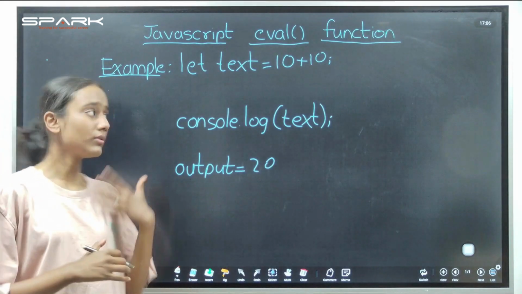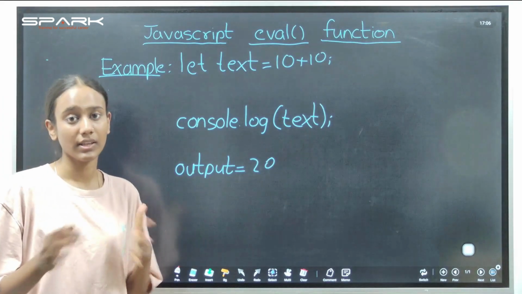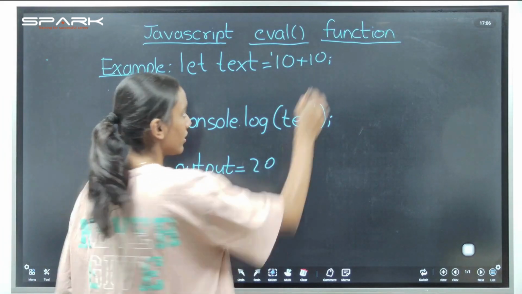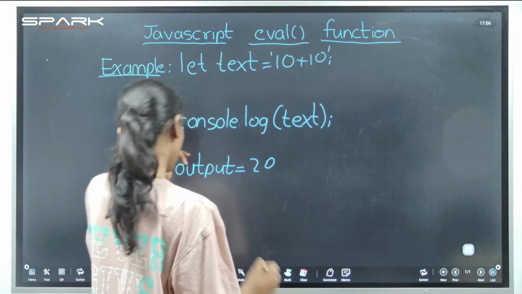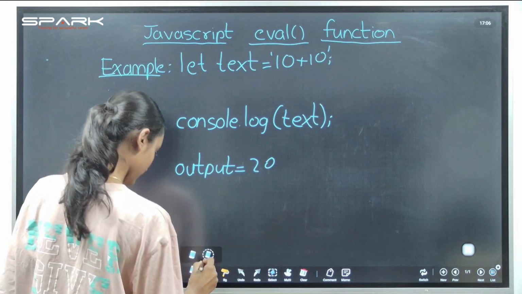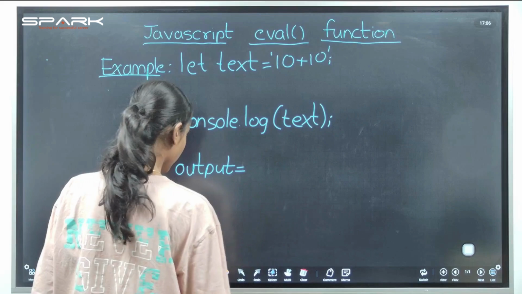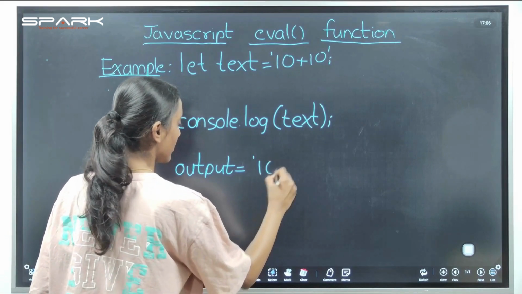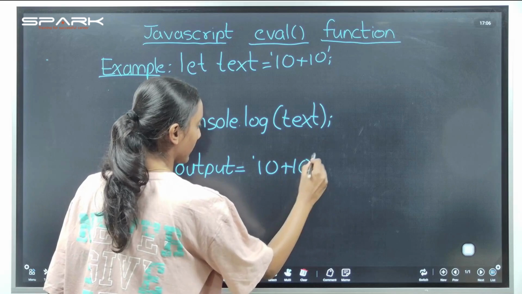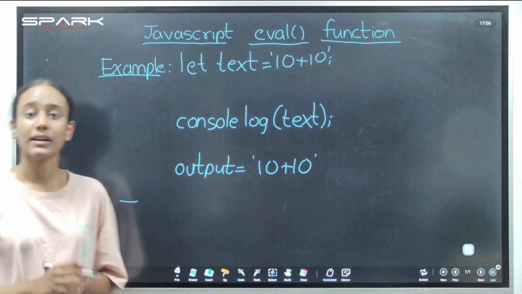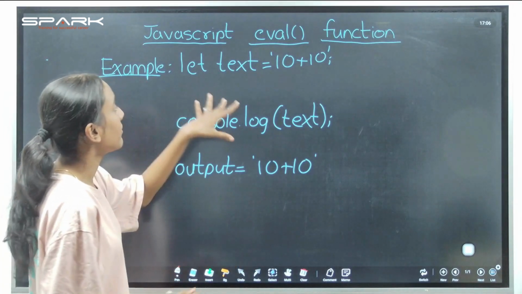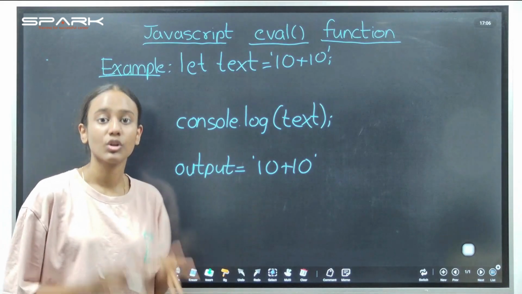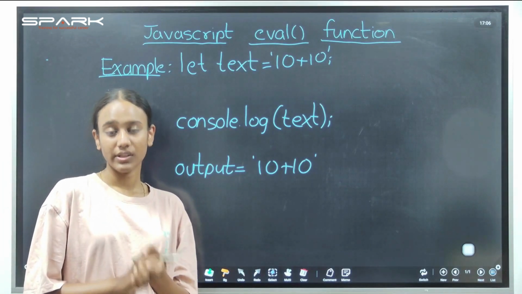Now let's see an example if we pass it as a string. If I add a single quote on the numerical, then the output will be different. So what does this mean? It is passed as a string. If we write a variable as a string, it will only give a string output. That's why we use the eval function.